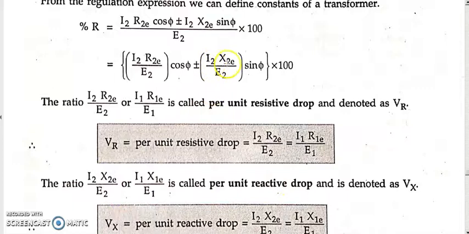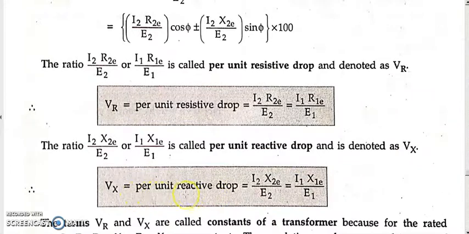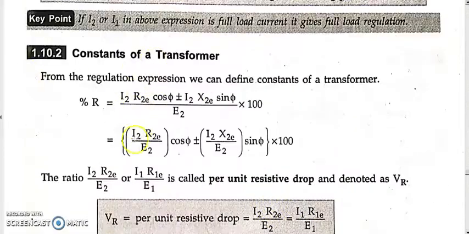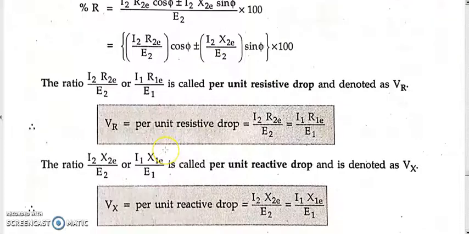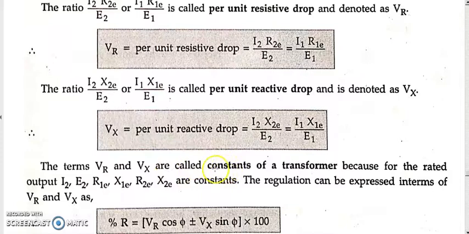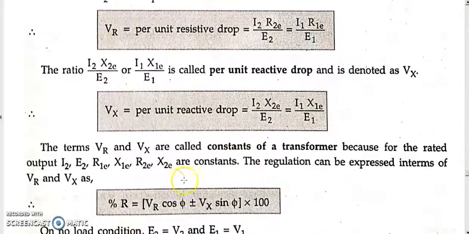And coming to this, the ratio I2 x2e by E2 as well as I1 x1e by E1 is called per unit reactive drop. I'm going to denote it as Vx. So Vx, the per unit reactive drop, is equal to I2 x2e by E2, equal to I1 x1e by E1. So VR and Vx are the constants of transformer. They remain always constant. As the name itself indicates, they don't vary with the load condition. Since I'm considering full load current, this will not change. I2 or I1, E2, V1 will be fixed, and x2, x1 will also be fixed.